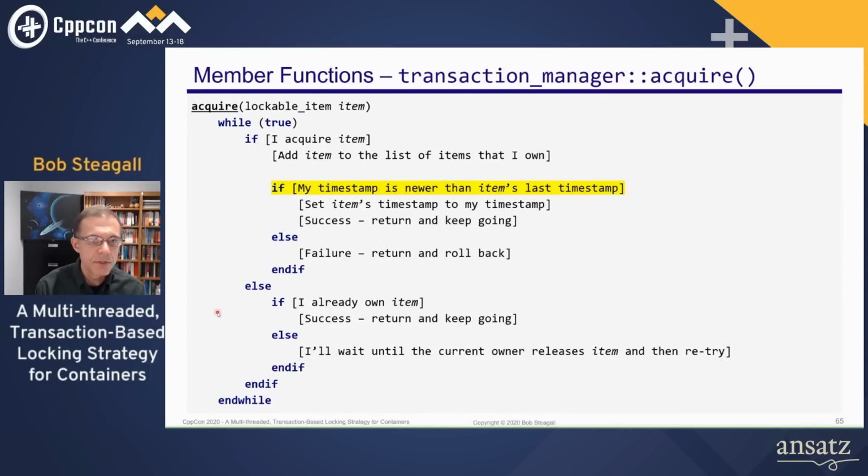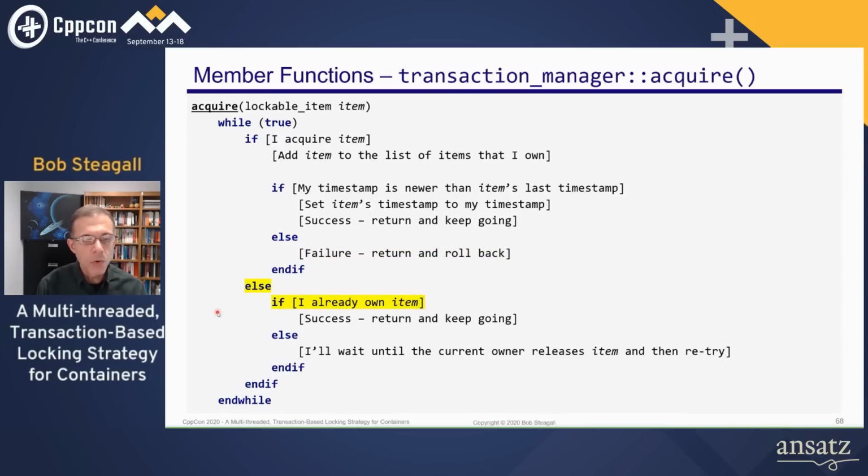So if my timestamp is newer, the older transactions are done. I set the item's timestamp to my timestamp. I mark this as a success, and I keep going. Otherwise, if my timestamp is older than the item's timestamp, that means a younger transaction has updated it, and I roll back and go back to the top.